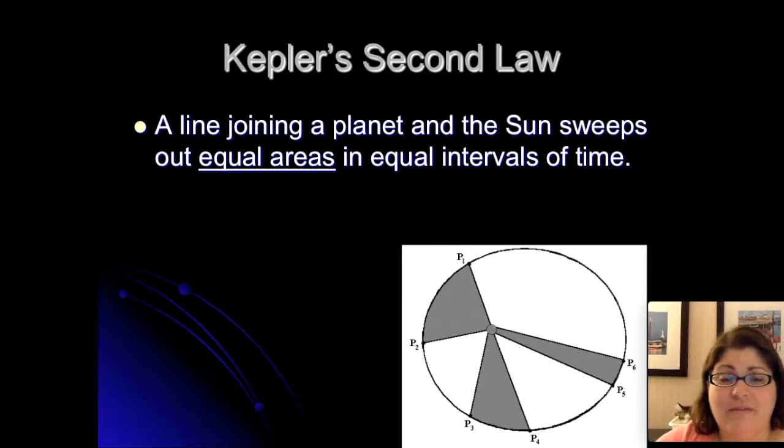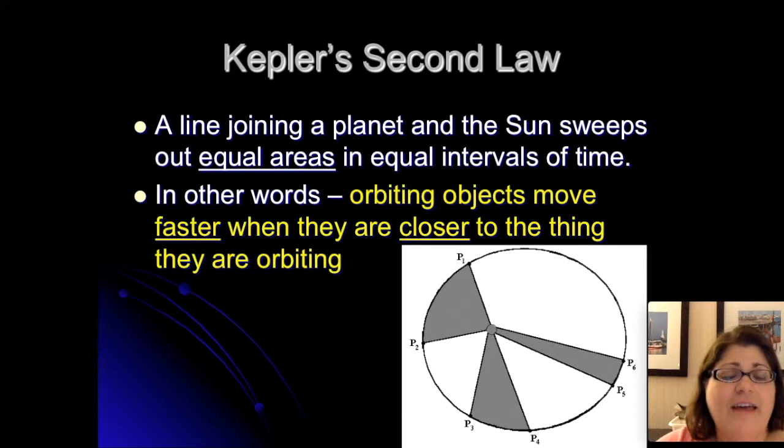So if we talk about speed that you would drive in your car, if you travel 60 miles in 1 hour, you're moving a lot faster than if you travel 10 miles in 1 hour. And so this is like moving a greater distance in the same given amount of time. So another way of describing his second law is that planets move faster when they're closer to the thing that they're orbiting.